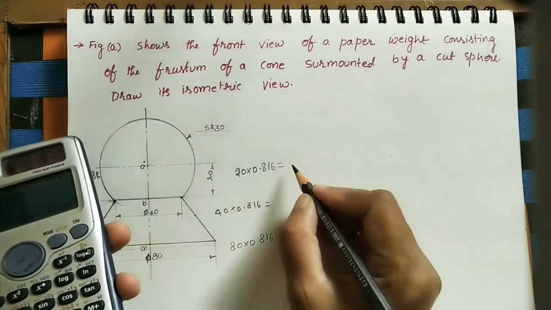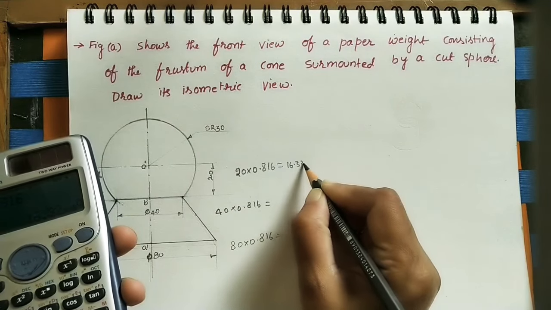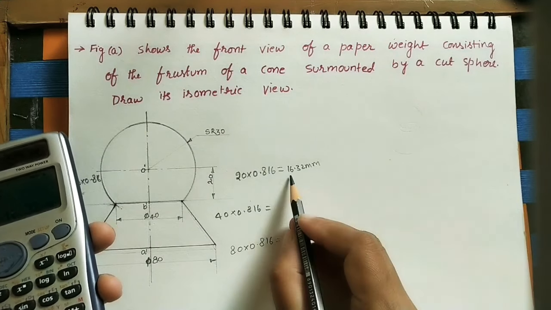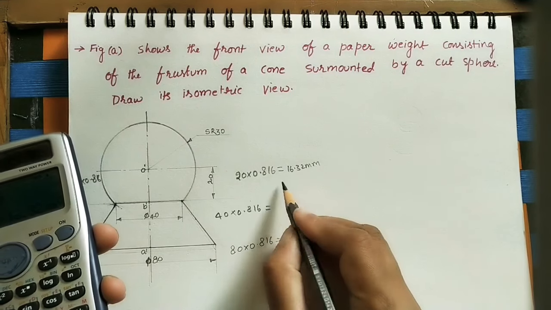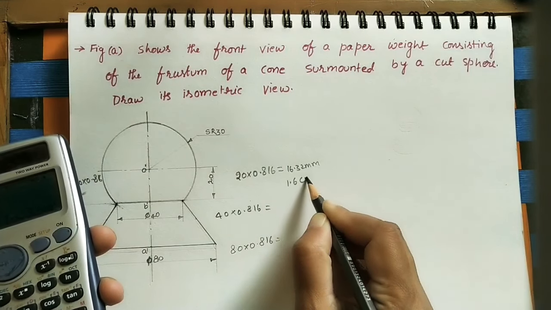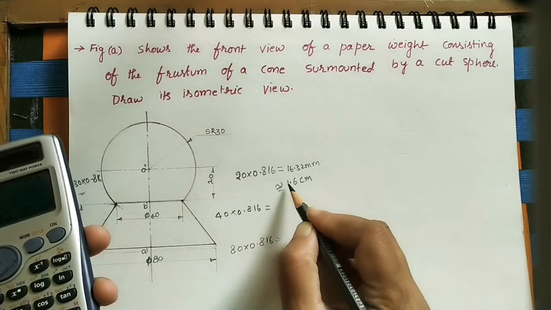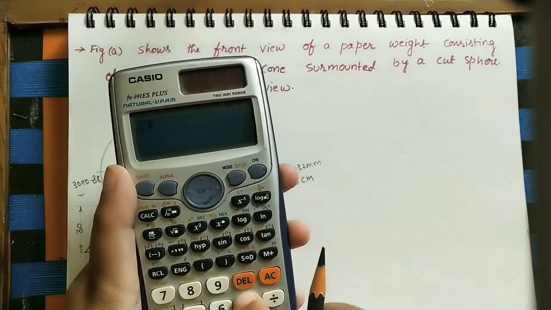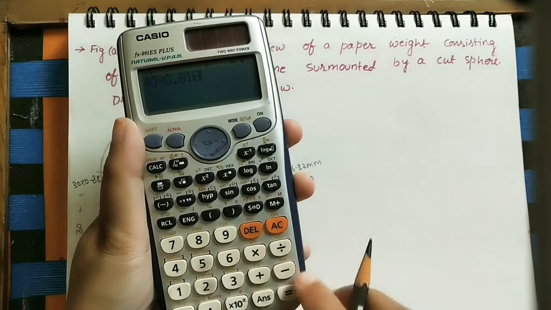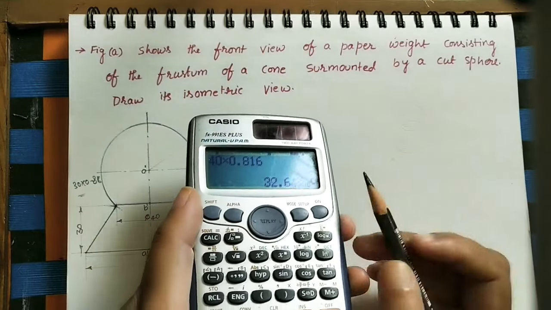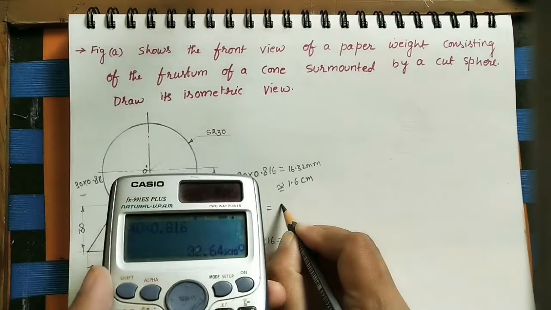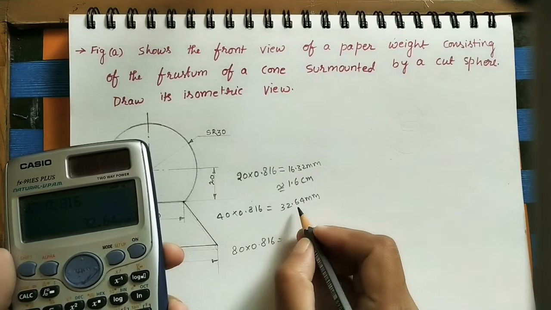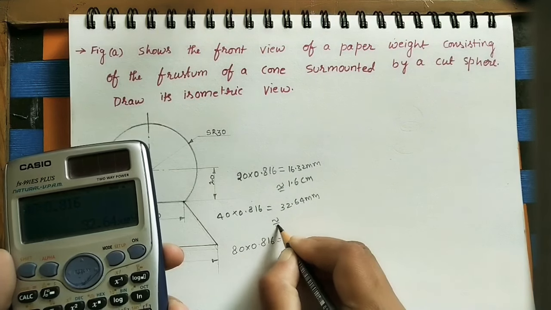16.32 mm. We have to convert to centimeters because we are doing the drawing in centimeters. So we can take 1.63 centimeters or 1.6 centimeters. So it is equal to this approximate value. Now next value, 40 into 0.816. This value is 32.64 mm. In centimeters, 3.26 or 3.3 centimeters.